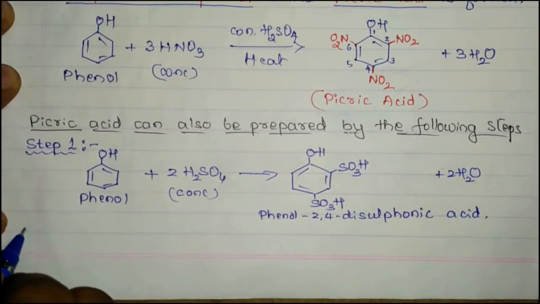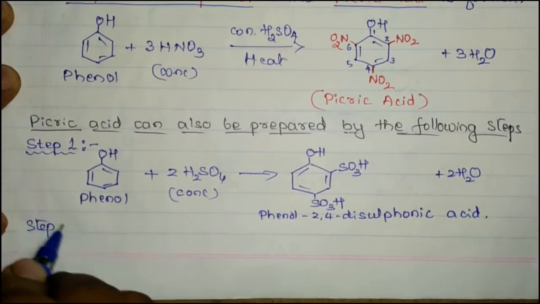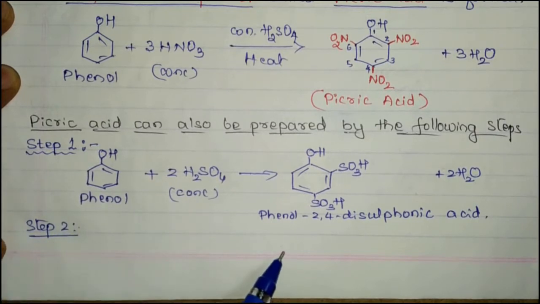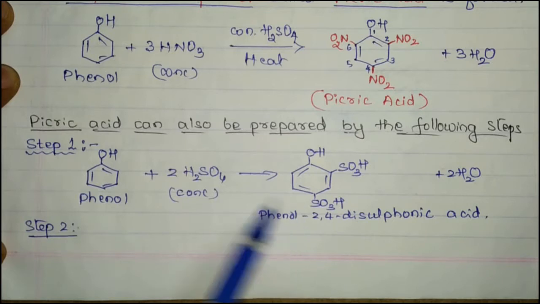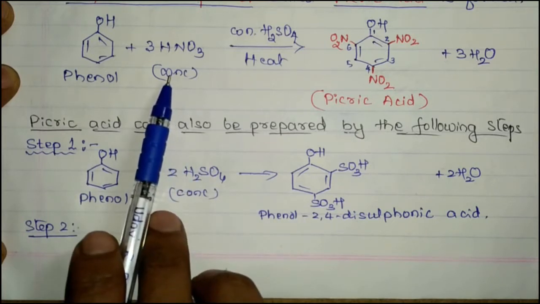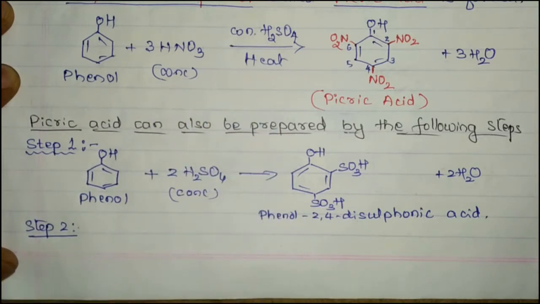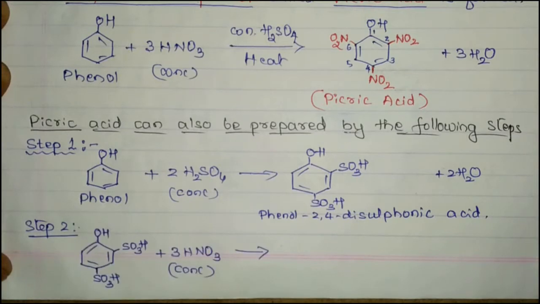In step 2, phenol 2,4-disulfonic acid is treated with concentrated nitric acid to form picric acid. You are going to get picric acid.